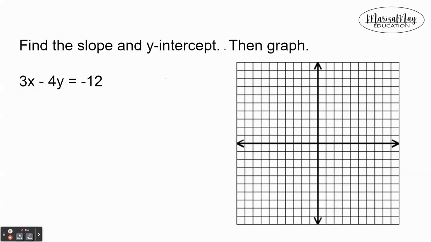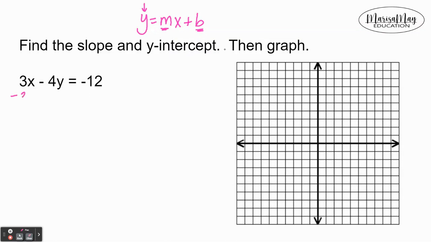In this video, we're going to find the slope and the y-intercept of our equation here and then graph. Now, you may remember the formula y equals mx plus b. It's important because the m tells us the slope and the b tells us the y-intercept. The key is we've got to get that y by itself. So we're going to try to get our equation in that form. We've got to get the y by itself.